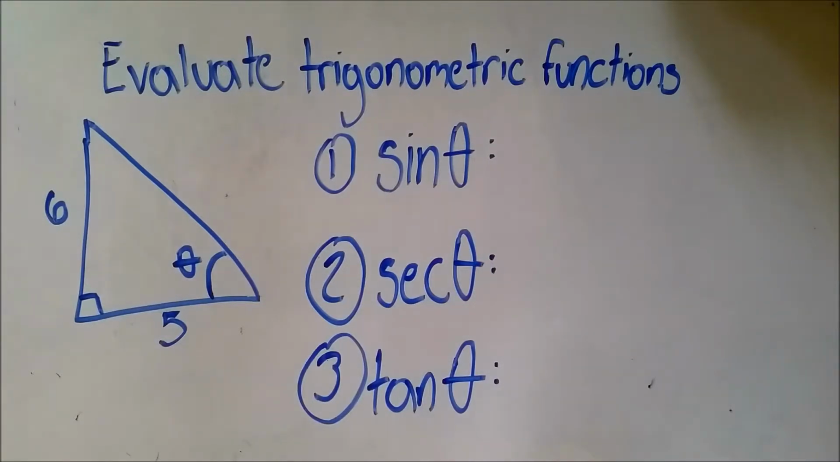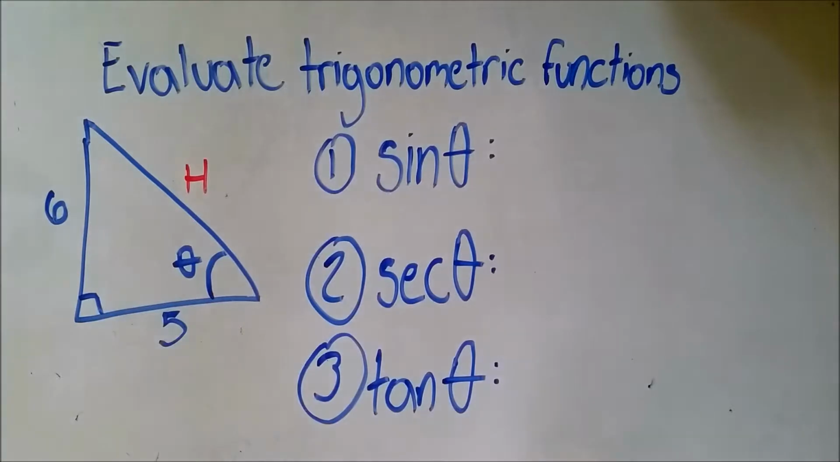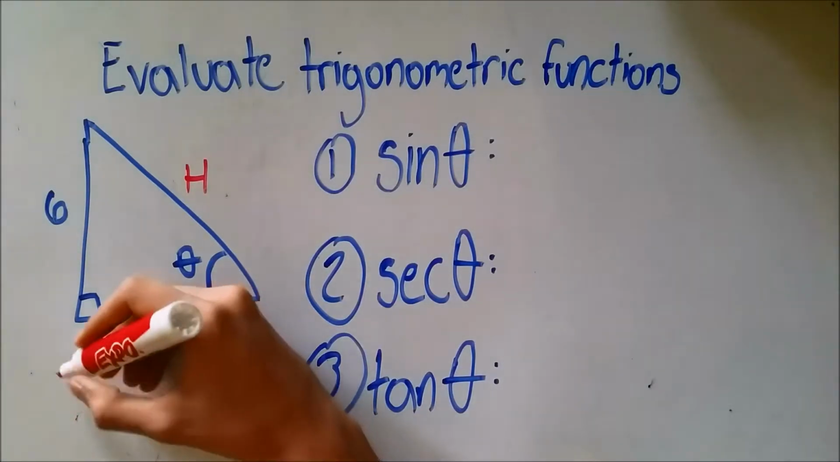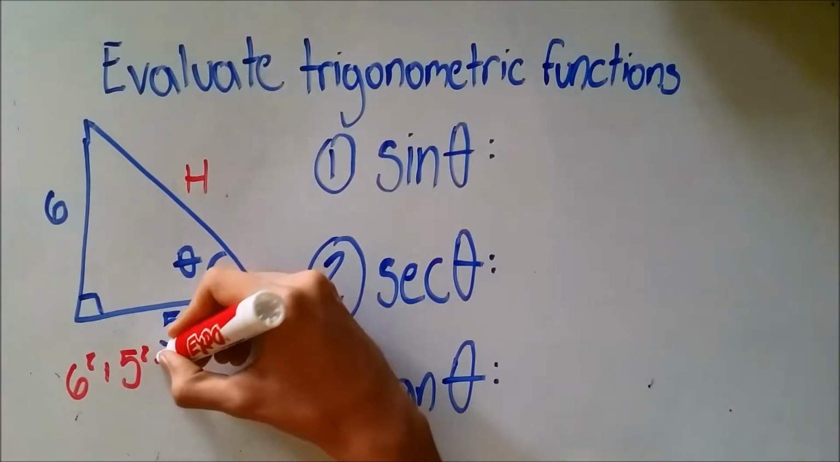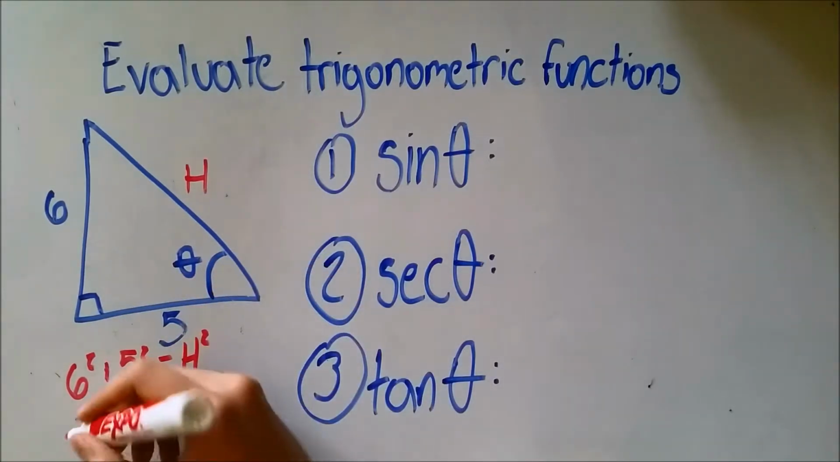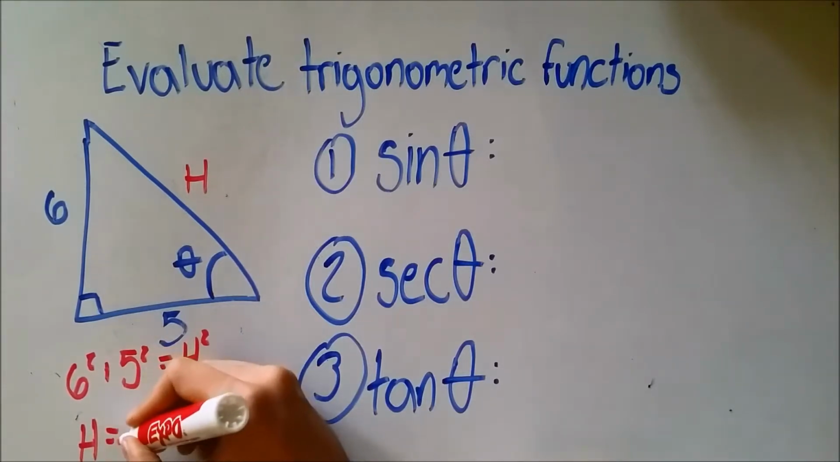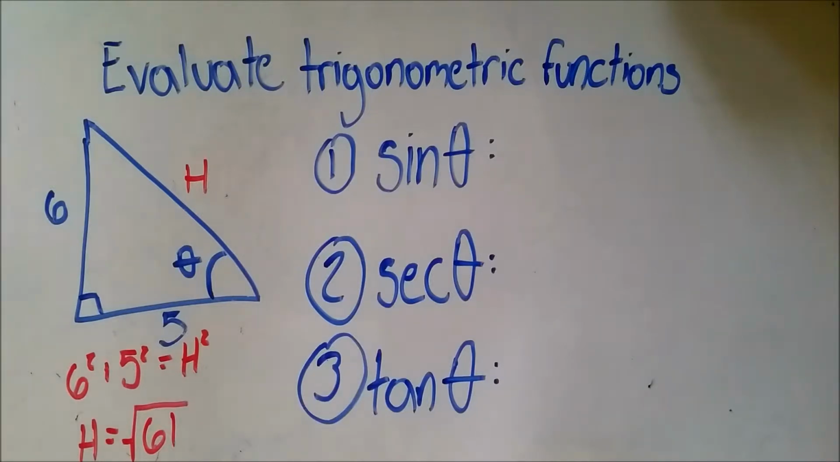We are now going to evaluate the trigonometric functions for a given triangle. For this given triangle, we don't have the hypotenuse, so we need to find it. To find the hypotenuse of a triangle, we need to use the Pythagorean theorem. The Pythagorean theorem consists of squaring the two sides of the triangle that are given to you and making it equal to the hypotenuse squared. Once you solve this equation, you will find that the hypotenuse equals the square root of 61. With this information, we can now find the trigonometric functions that they ask us for.